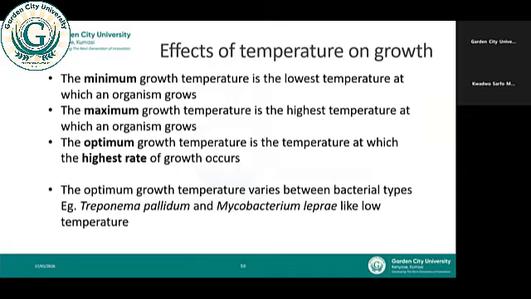So we have the minimum, where the growth rate is reduced, then the optimum, where the growth rate is highest, and then the maximum, where the growth rate is affected. So the maximum growth temperature increases, but the organism may not survive unless it is a hyperthermophile. So always look out for the optimum temperature.